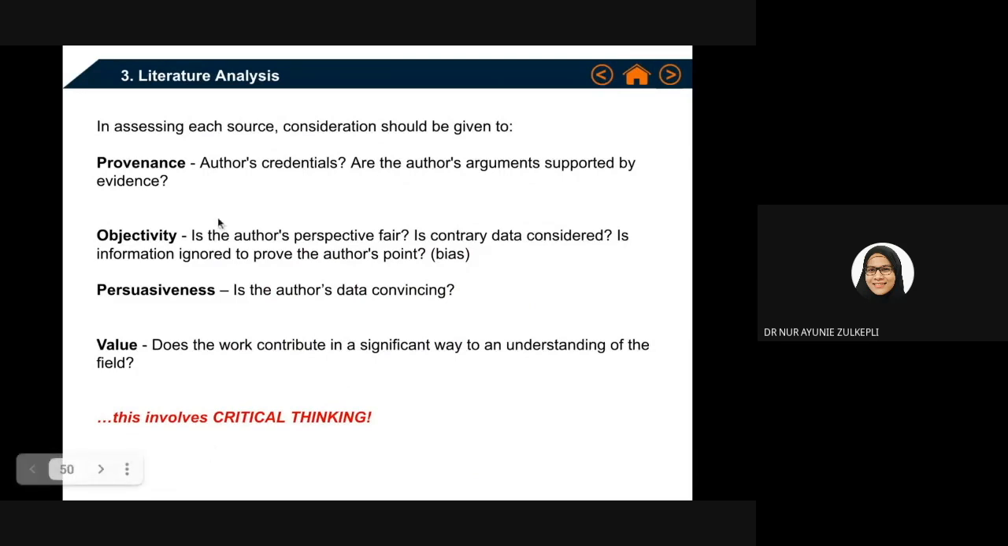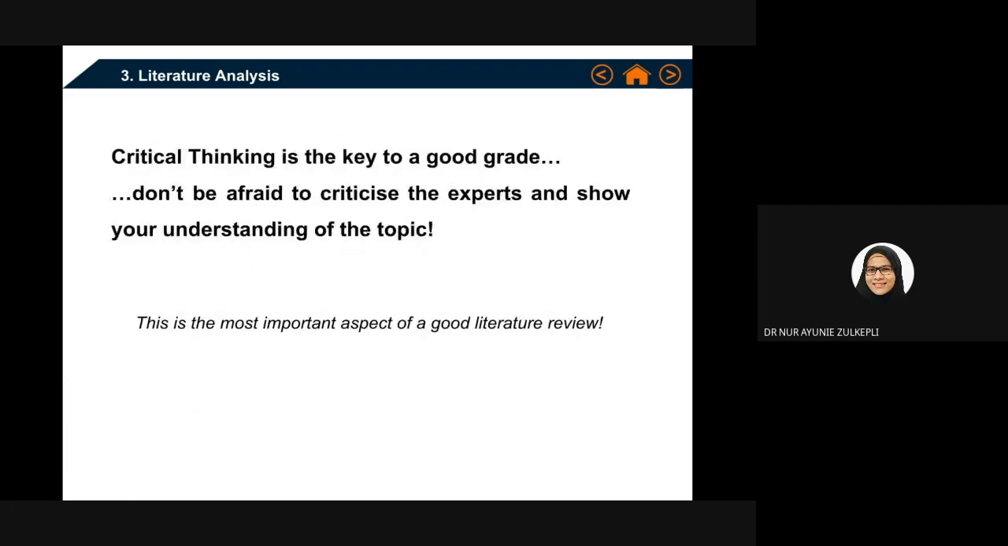So jump into number 3, general literature analysis. At this step, you need to have your critical thinking working at optimum. You need to assess the author's credentials, the author's point of view in the paper, whether the data the authors give is convincing or not, and also the value of the work. Critical thinking is very important because it is the key to a good grade. So do not be afraid to criticize the expert and show your understanding of the topic.